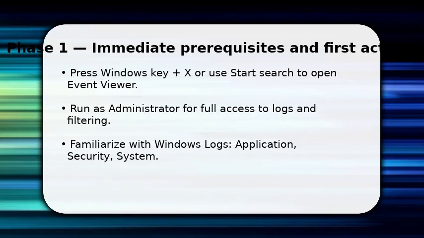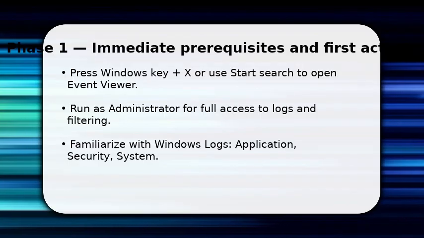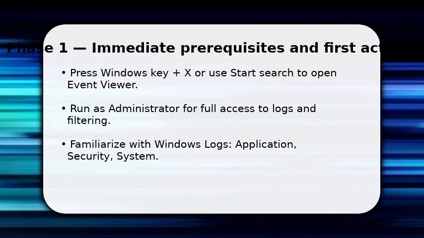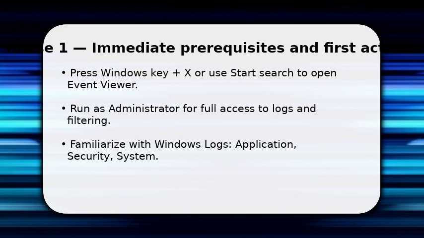You start by opening Event Viewer immediately. Press Windows key plus X or type Event Viewer in Start and run it as administrator. Once done, expand Windows logs on the left so you see Application, Security, and System. This matters because different issues appear in different logs. Make sure to right-click and choose Refresh if logs look outdated. You'll need administrative rights to view some entries, so confirm your account has permissions before proceeding to filtering and analysis.